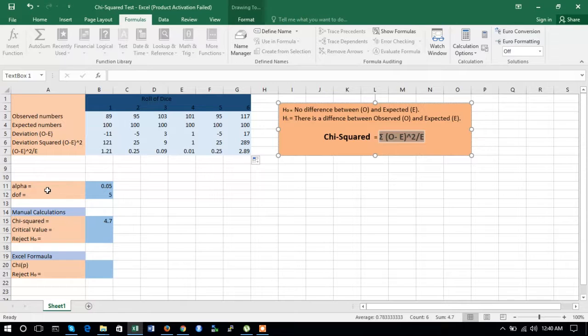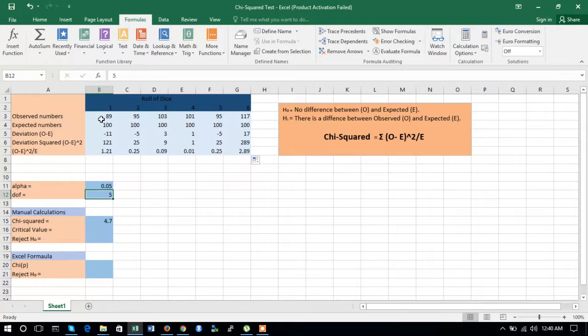So these are the variables that we are considering here. The alpha value is 0.05, that is, we are considering a confidence interval of 95%. That is why the value of alpha is 0.05, and the degrees of freedom is 5. As you can see, there are six observations, so we have n minus 1 degrees of freedom, so we have 5 degrees of freedom.